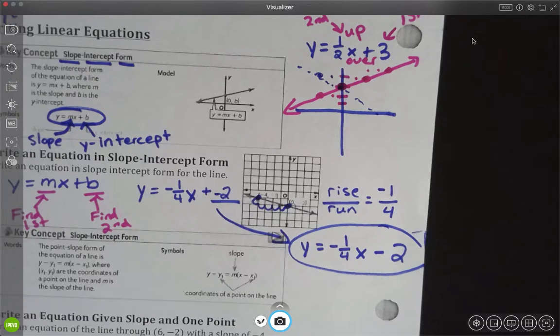So can you go from the equation to the graph? Start at this number, and then this tells you where to go from there. Put your second dot and draw your line. Good? Can we do that?